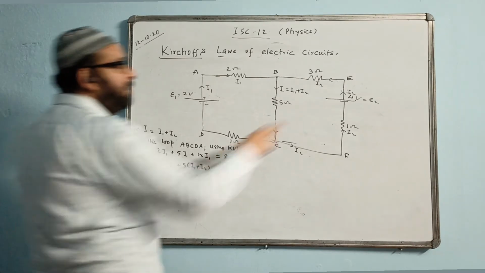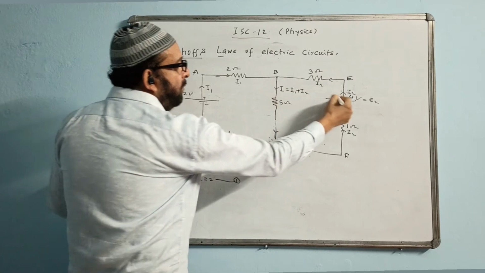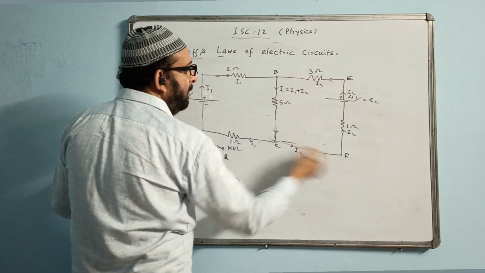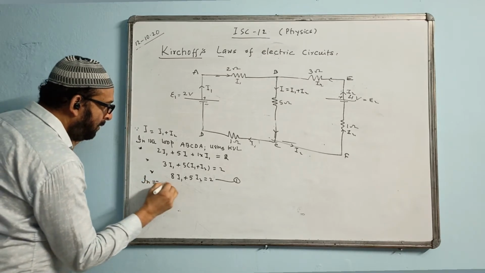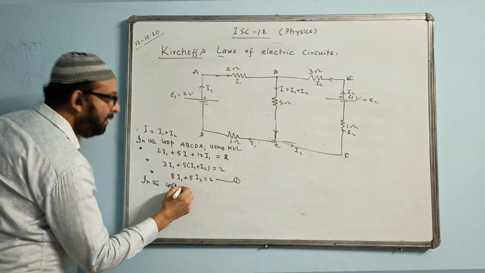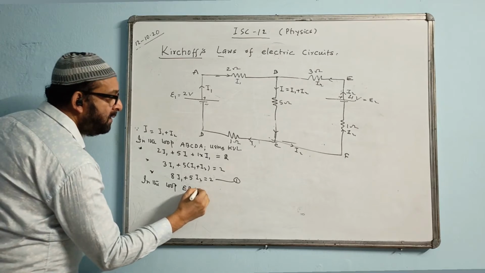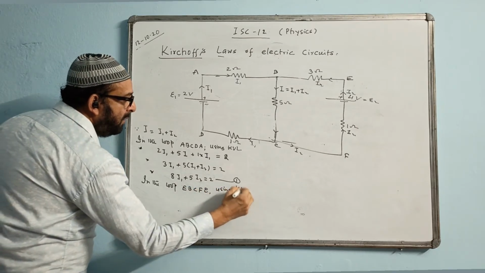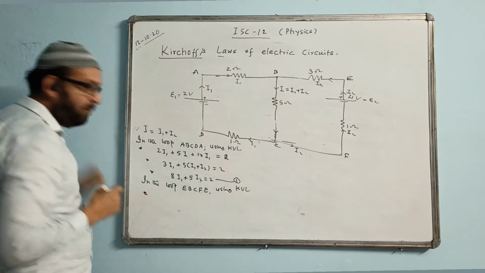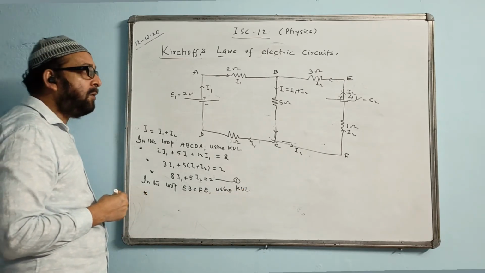Now another loop I take. Take the loop from the positive terminal this way. From the positive side you take the loop this way. So now the second loop I write over here in the loop EBCFE. Again using KVL, Kirchhoff's voltage law. There also I am using Kirchhoff's voltage law.